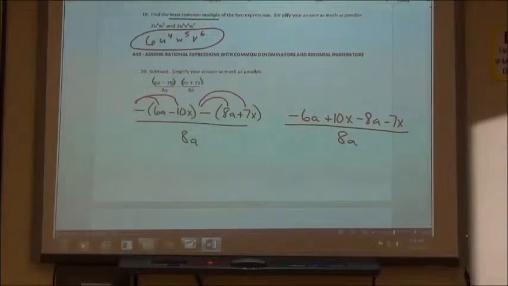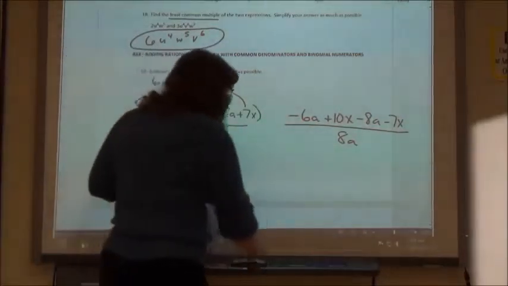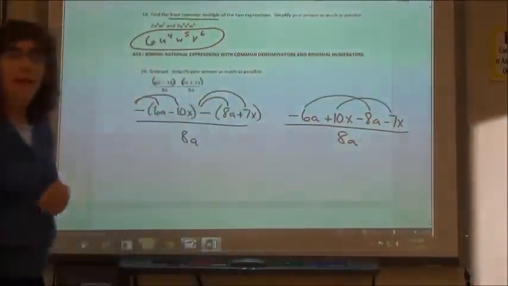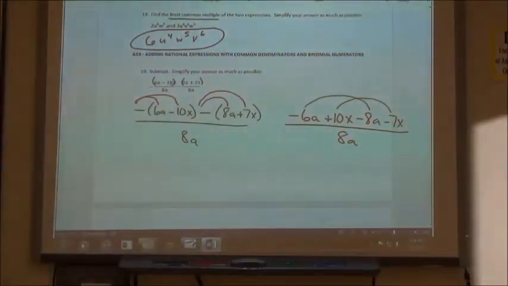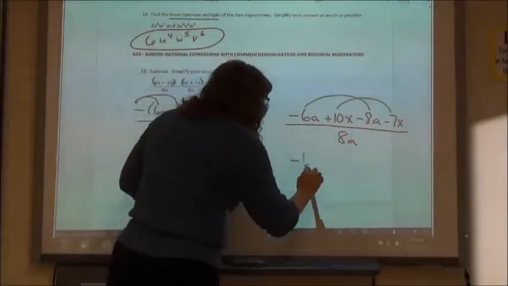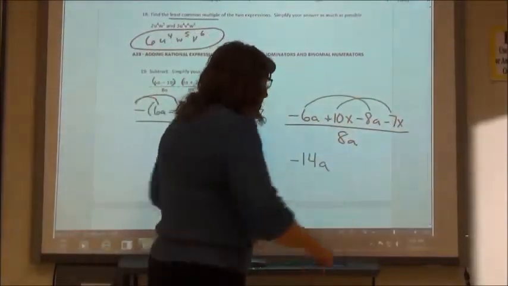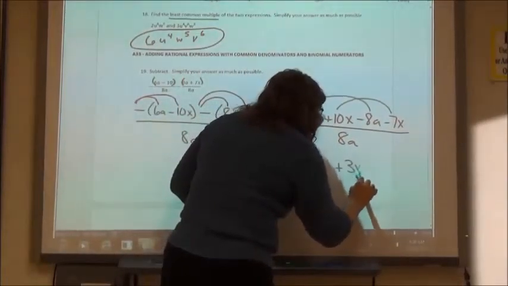So if there's a negative sign in front, basically it just changes my signs. Then I'm going to combine my like terms. I can combine my a's together, I can combine my x's together. I'm not changing any signs, I'm just putting them together. Negative 6 minus 8 is negative 14. 10 minus 7, positive 3.